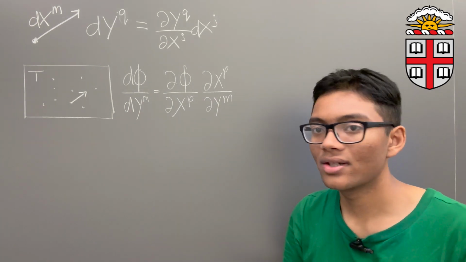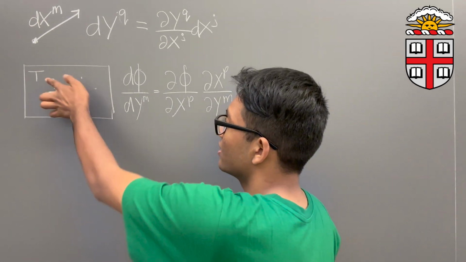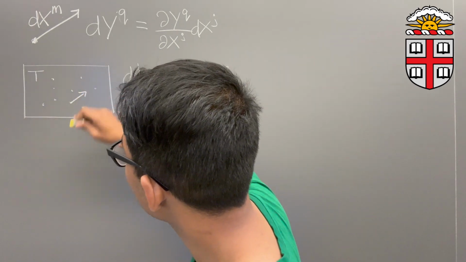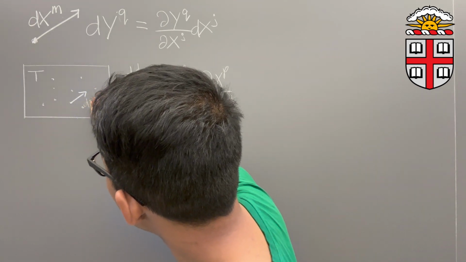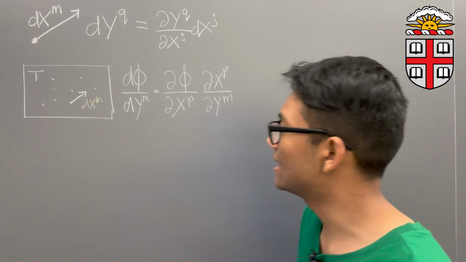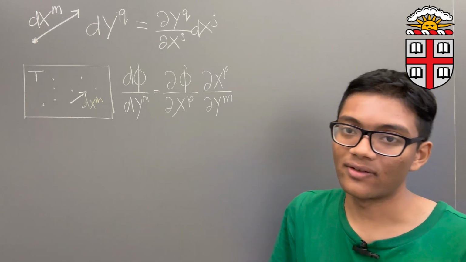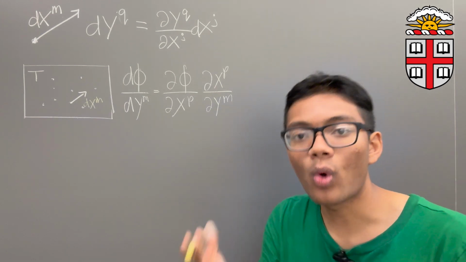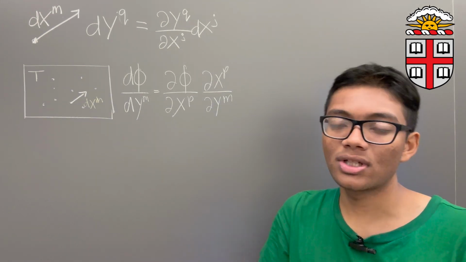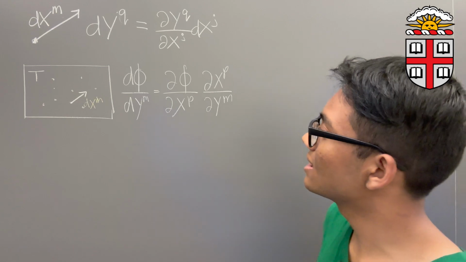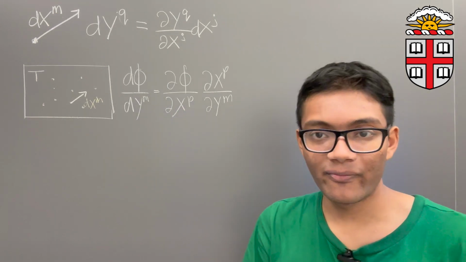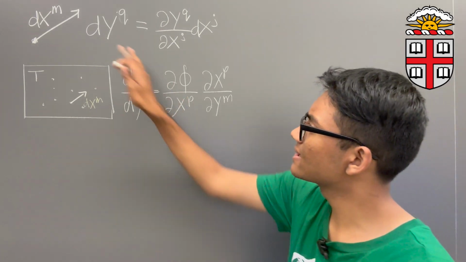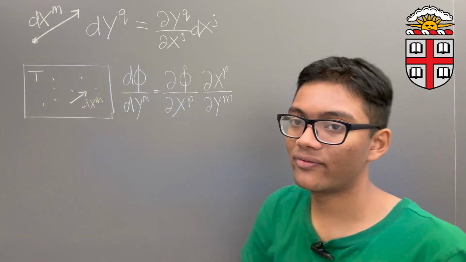So really all we did here is we said, okay, we had a scalar field, for example a temperature field, and then we took a small step in that scalar field. That small step might have been characterized as dx to the m in the x coordinate frame, but now we want to know, if we measure that small step from the y coordinate frame, what would the change in our scalar field be? What would the change in the temperature be? And the answer comes from a basic application of the chain rule. So that is what contravariant and covariant vectors are.